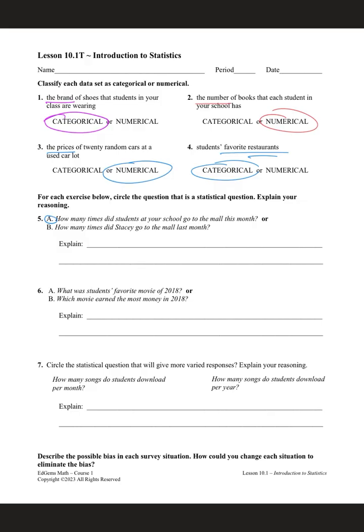So question B leads to a specific response. It's only measuring one person.